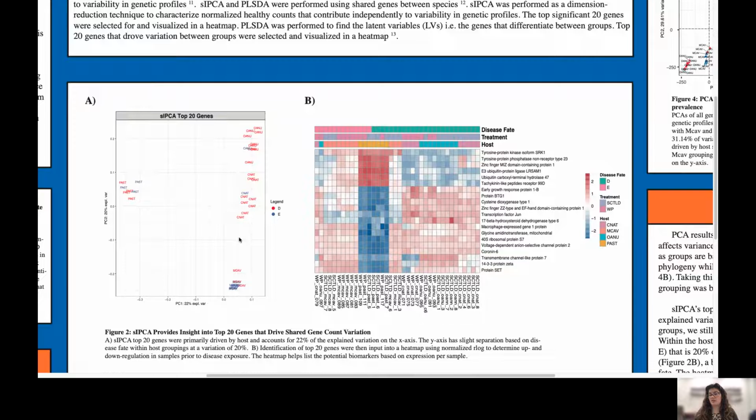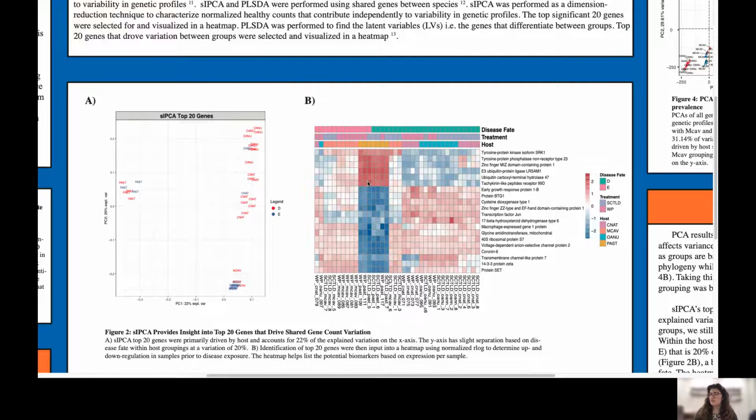For the IPCA results, we are looking at the significant genes that are driving this genetic profile that we see in this two-dimensional space. So not only are we still seeing that grouping based off of the host, but we are seeing some separation based off of the disease fate outcome of its counterpart. Looking at the heat map, we can see whether these genes are highly expressed or downregulated prior to a disease fate, and how it divides up.